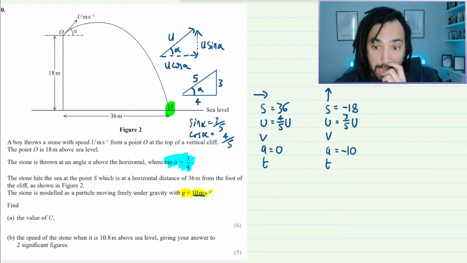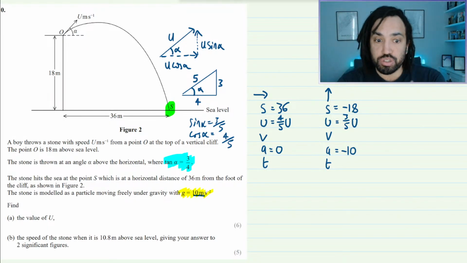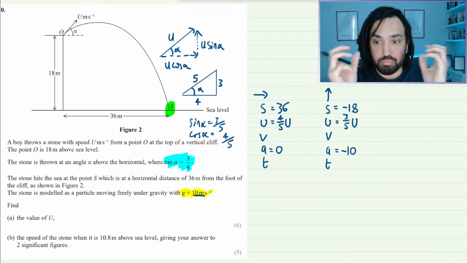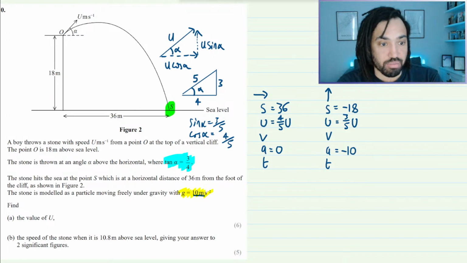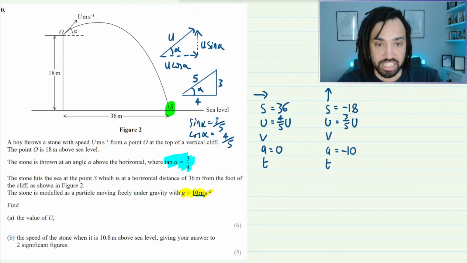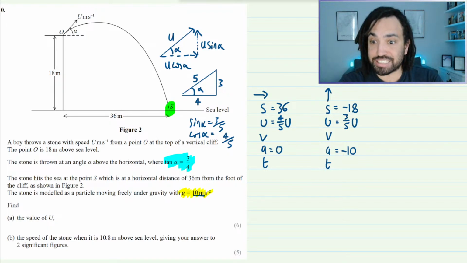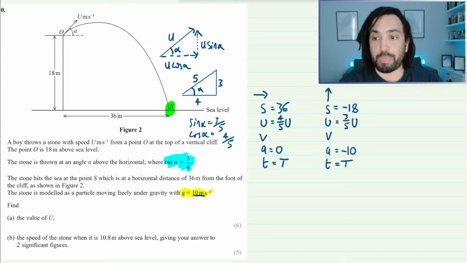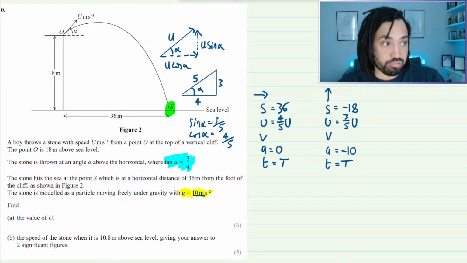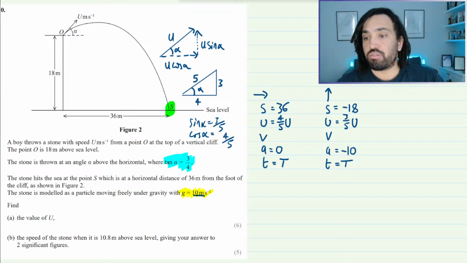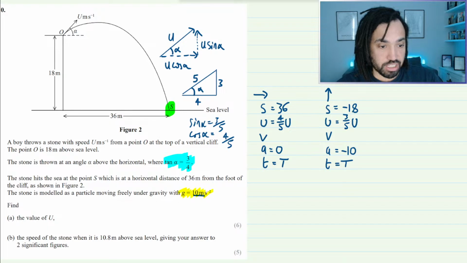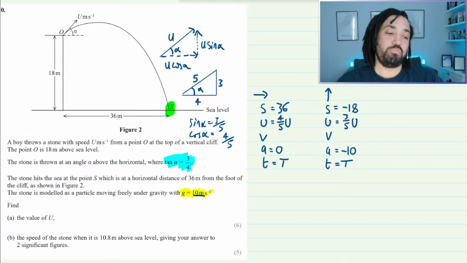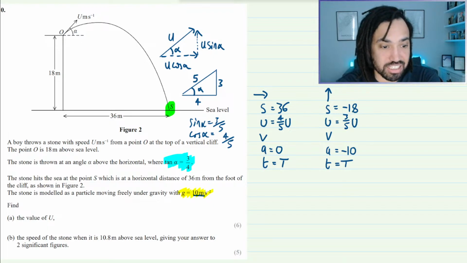Now, the beautiful thing about suvats is that we can link these two equations together for the vertical and the horizontal, because the time will be the same if we're examining a particular point in space, which we're doing. We're examining S. So I say that's equal to capital T and that's equal to capital T. And that allows us to bring the two equations together. Right, what's the big daddy suvat equation? What's the big dog suvat?